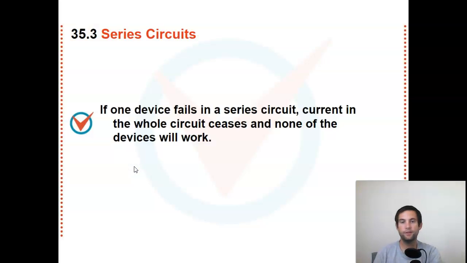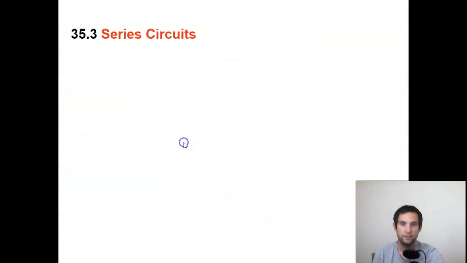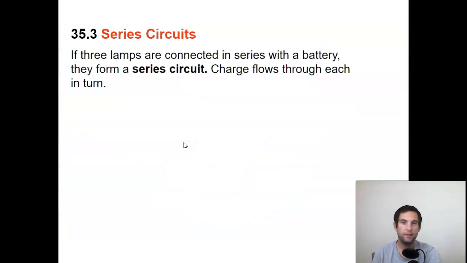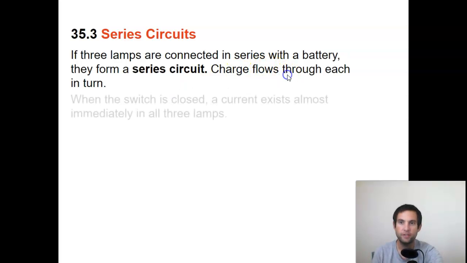Series circuits. If one device fails in a series circuit, current in the whole circuit ceases and none of the devices will work after it. If 3 lamps are connected in a series with a battery, they form a series circuit. It doesn't have to be 3, it could be 2, could be 1. Charge flows through each one in turn.